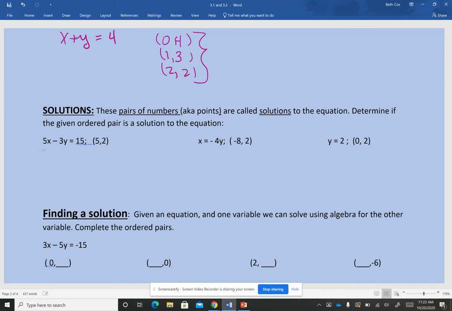And we had some pairs of numbers that worked. So we had like 0, 4, and we had 1, 3, and we had 2, 2. Well, all of these are called solutions. They're called solutions because they work the equation.